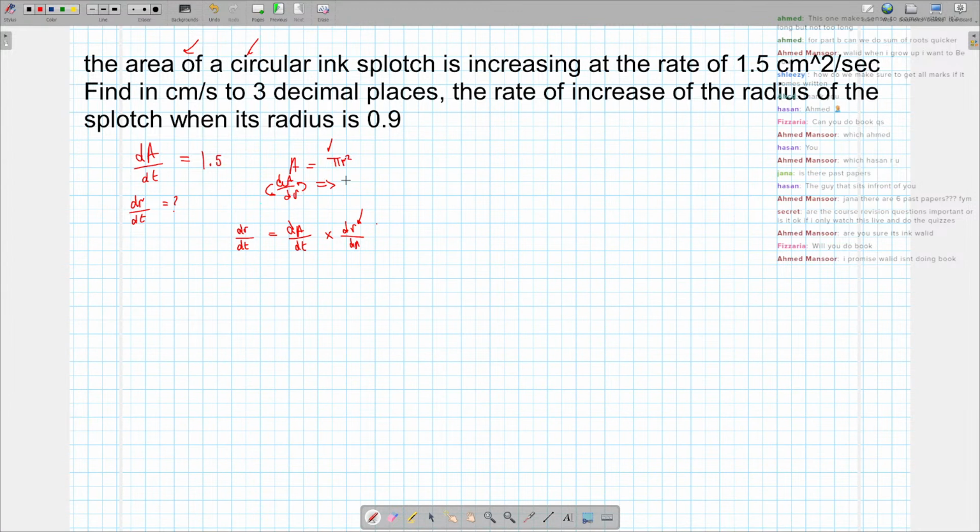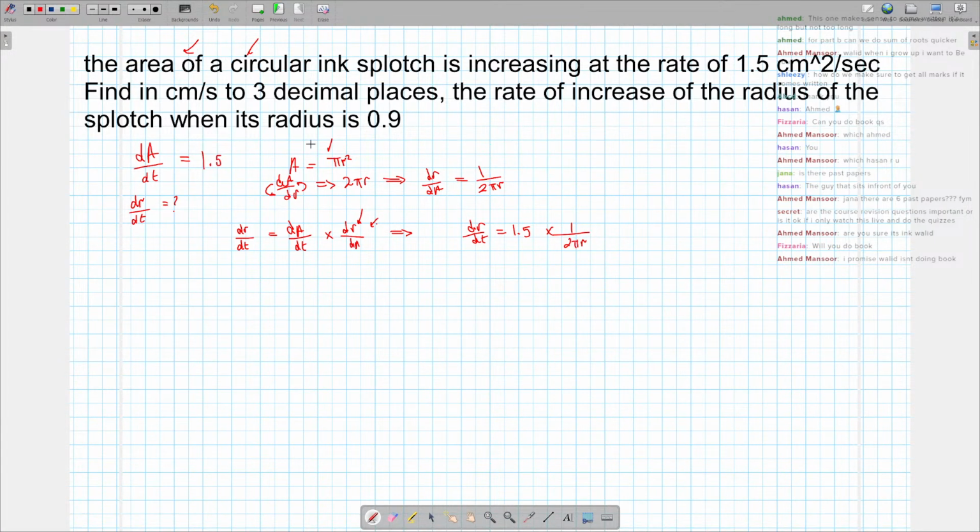When I derive this, 2 times pi is 2 pi, and then r becomes r, right? Okay. And I want dr over dA, so I flip this. That means dr over dA is equal to 1 over 2 pi r. Now, can I find dr over dt? Of course I can. dr over dt is equal to dA over dt, 1.5, times dr over dA. dr over dA is 1 over 2 pi r.